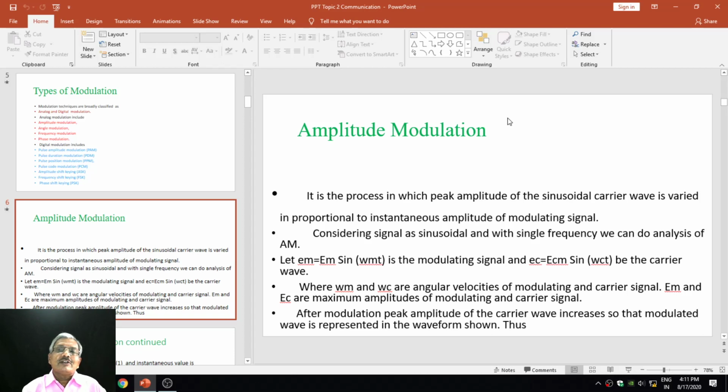In the last lecture, we started to study the second topic, modulation and demodulation. In that topic, we studied the definition of a modulation, need and importance of modulation.